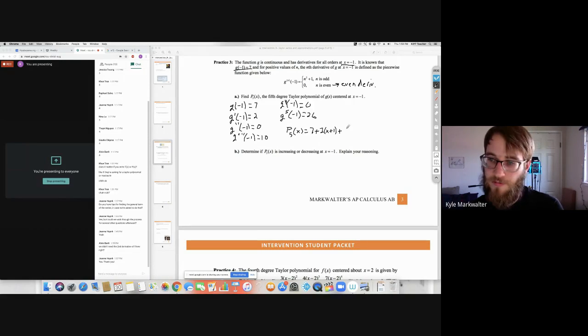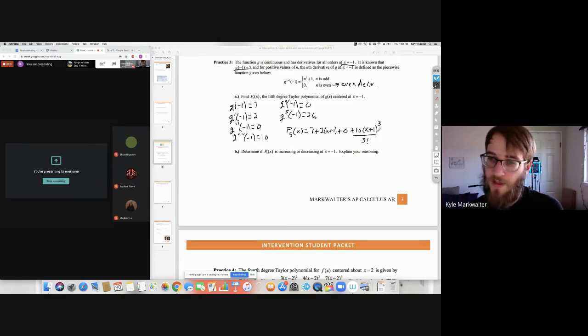Plus 0. Plus 10 times x plus 1, whereas x minus c. c is negative 1, so it's x plus 1. This is now the third derivative term, so it's cubed over 3 factorial. Oh, my fourth term is 0, plus 26 times x plus 1. This is my fifth derivative, so it's to the 5th over 5 factorial.